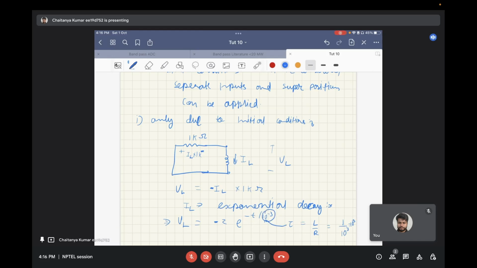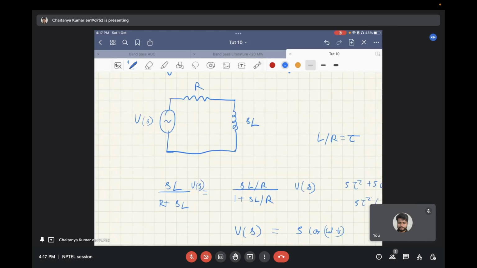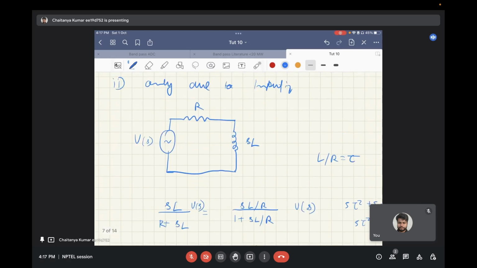So now this response you have found out for the initial condition. Now we will find out the response for the input, and then we will add the two to find out the total response. So let's find out the response for input now. In case of the input, this is how the circuit will look. You have a V of S input and an RL resistor divider.